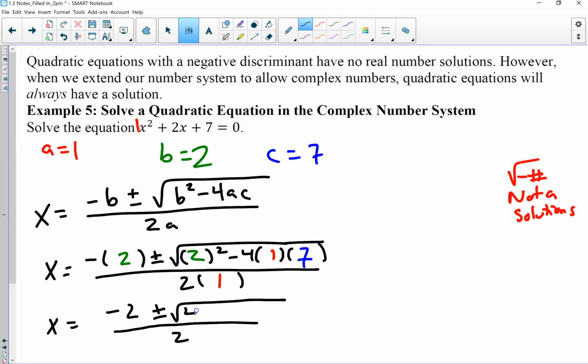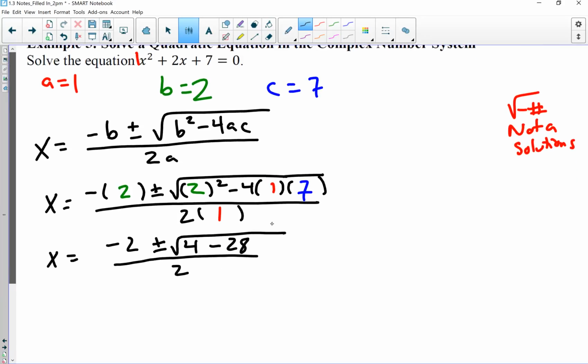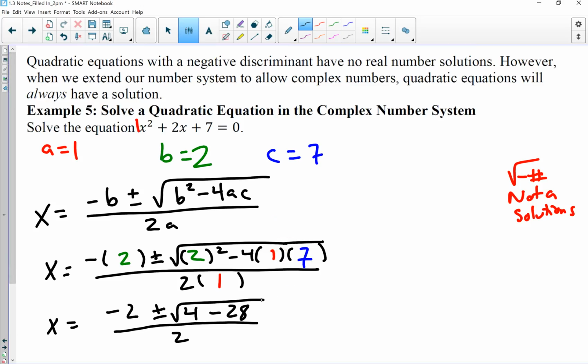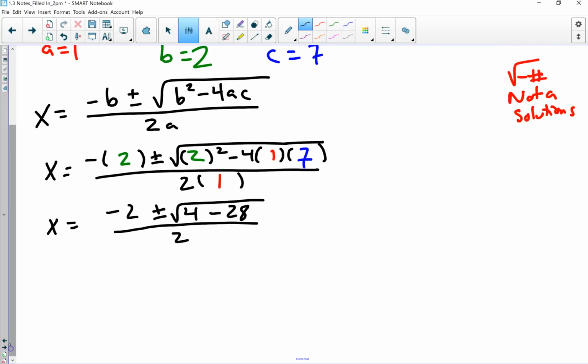We can do 2 squared, which is 4, and then figure out this piece of the three values being multiplied and what sign that should be. So it's a negative times a positive times a positive, so it's negative. 4 times 1 is 4, times 7 is 28. And what we want to do from here is go ahead and reduce what's inside our square root. So let's see what that becomes.